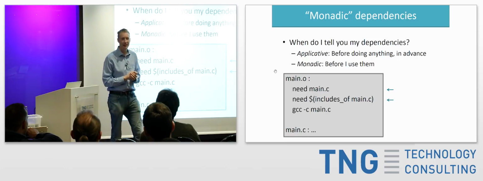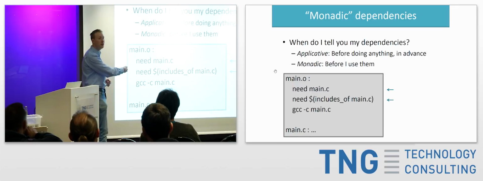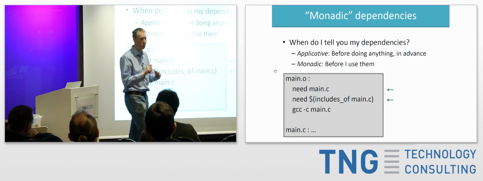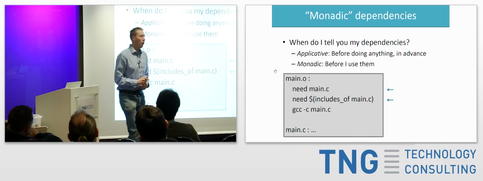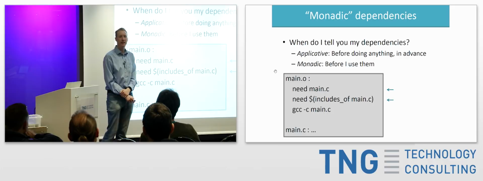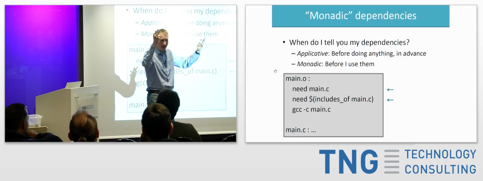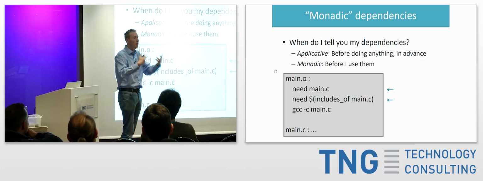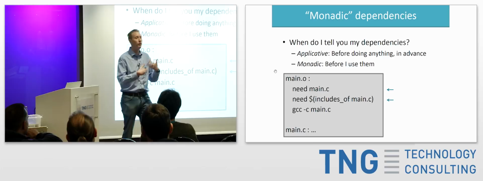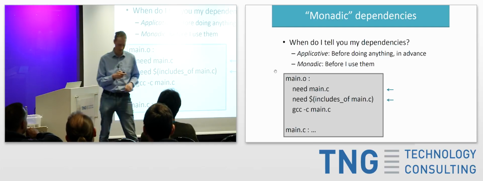Applicative, indeed. This is an applicative dependency because before I start, I could have known that I'm going to depend on main.c. It's always going to be the same. Doesn't matter. What about the includes of main.c? Who thinks this is applicative? Who thinks it's monadic? Monadic, yes. So this one is using values that I've built during the build system to make future decisions on what I need. So that's the key difference.